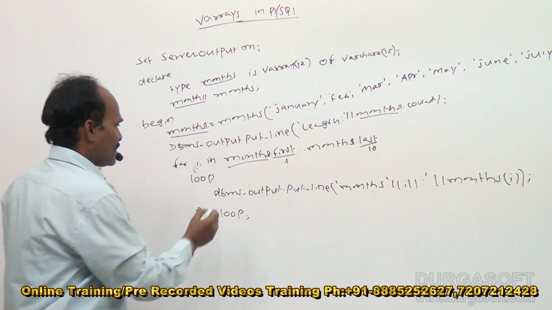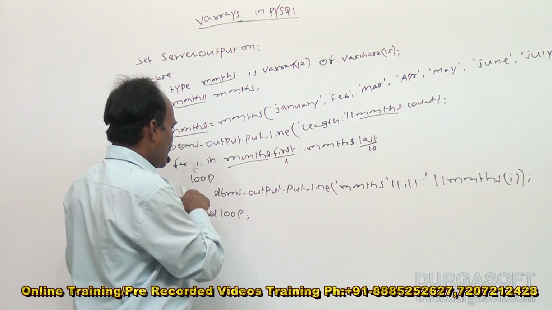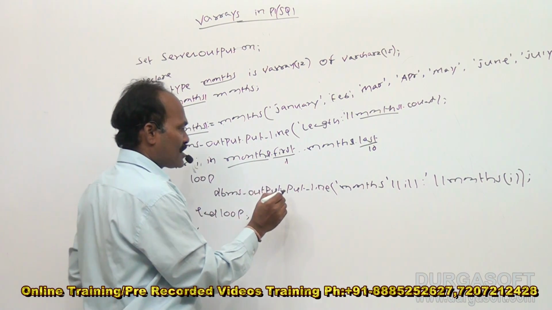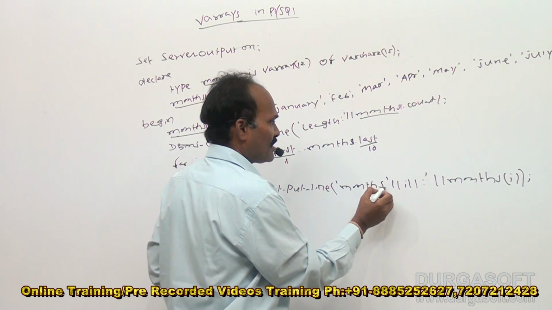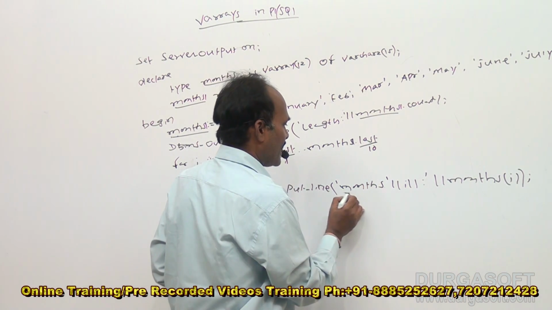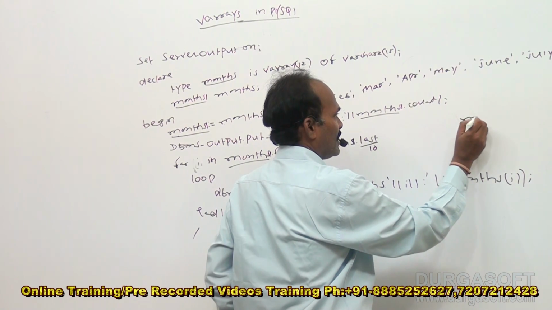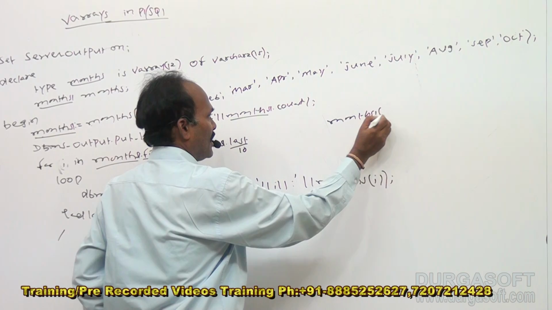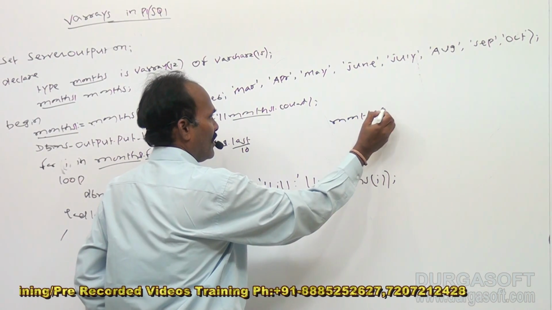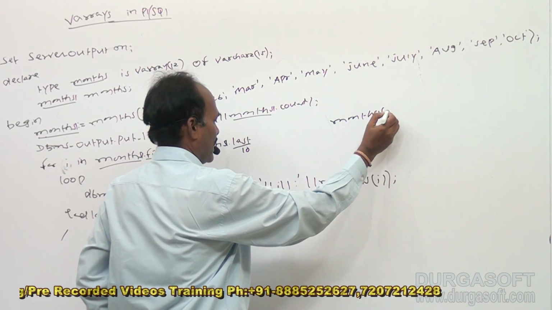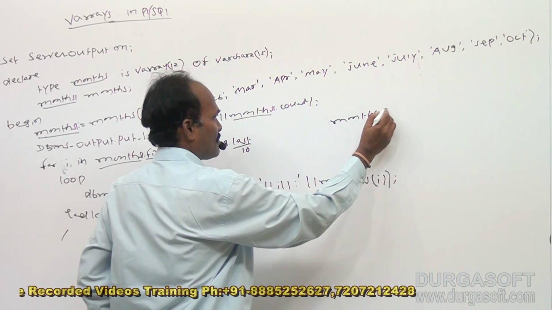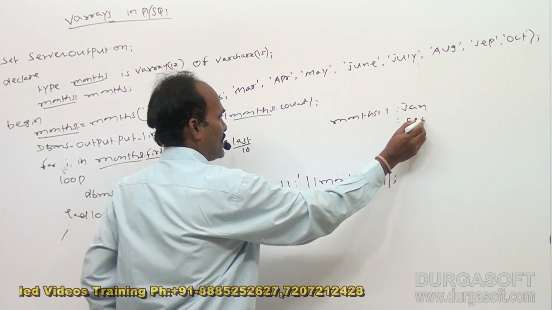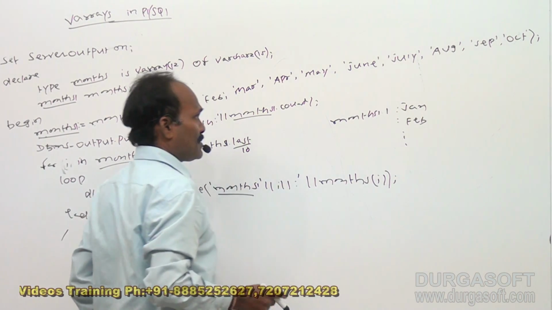To print the values, inside the loop and end loop, I am saying DBMS_OUTPUT.PUT_LINE of months1 of I. This is going to print months1 of I, where I is the index value, like months1 of 1 is January, months1 of 2 is February. Like this it is going to print all the month names up to October.